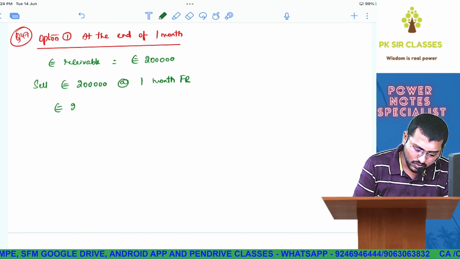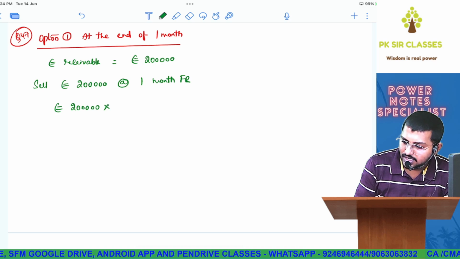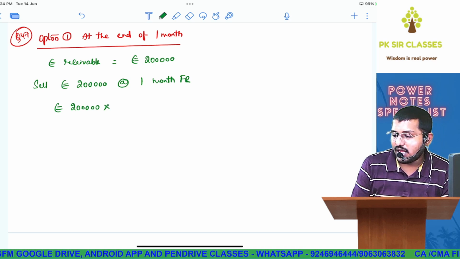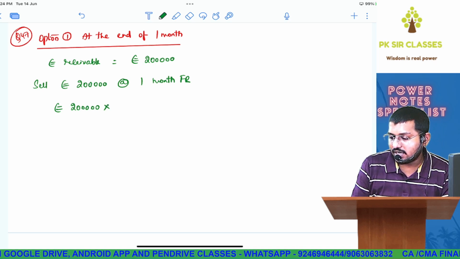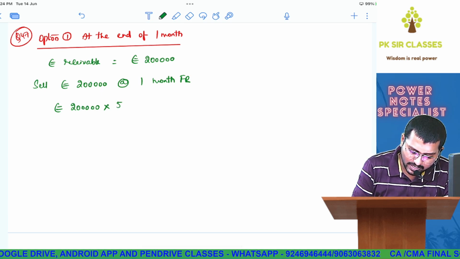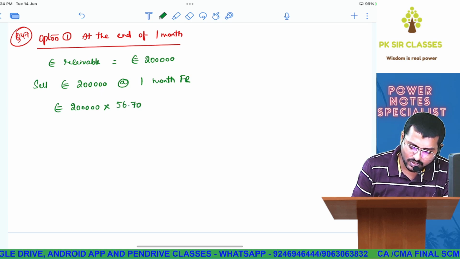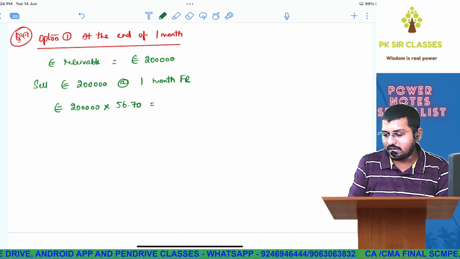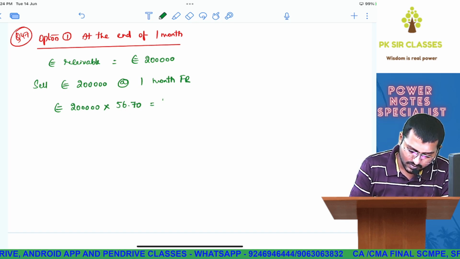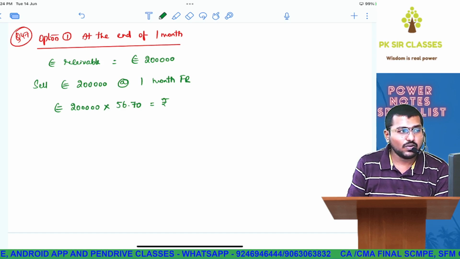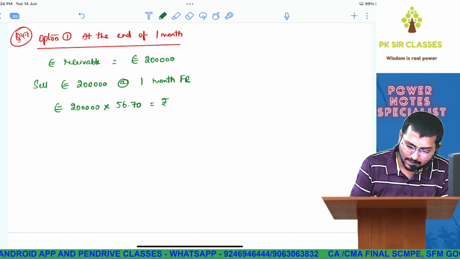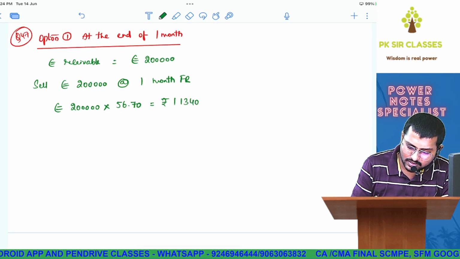So euro 2 lakhs into 1 month FR. I'll be selling and the bank will be buying. I'll be receiving euros, selling that to the bank, and the bank will be buying. So bid rate, how much does it come? 56.70. So 1 crore 13 lakhs 40,000.